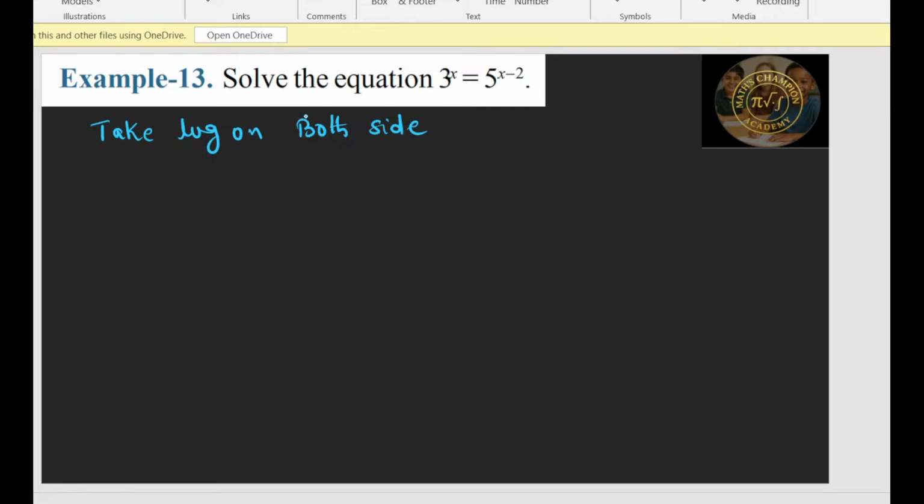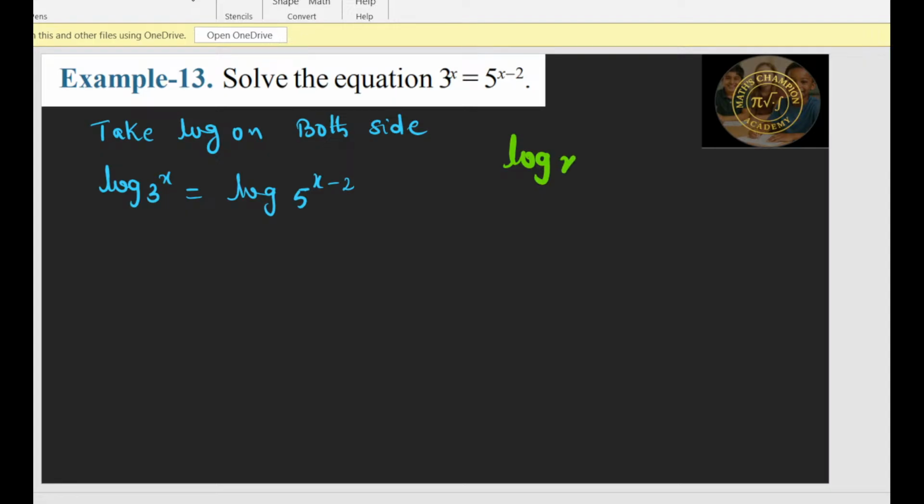First we have to take the log on both sides. So now we can write log 3 power x is equal to log 5 power x minus 2. Now we know the formula: log x power n, we write n into log x. So this value is also written in the same format.